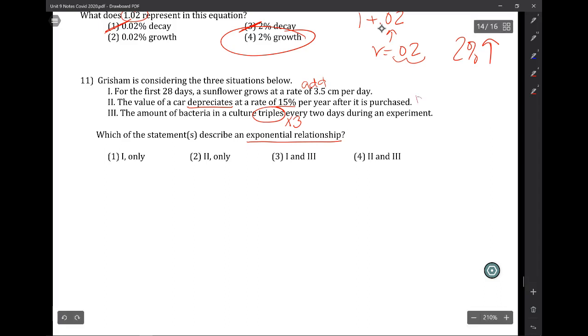So option 2 sounds like a decay. Option 3 sounds like a growth. And option 1, if it's just adding the same amount, that's a linear function. I want an exponential relationship. So 2 and 3 sound perfect to me, and that is option 4.